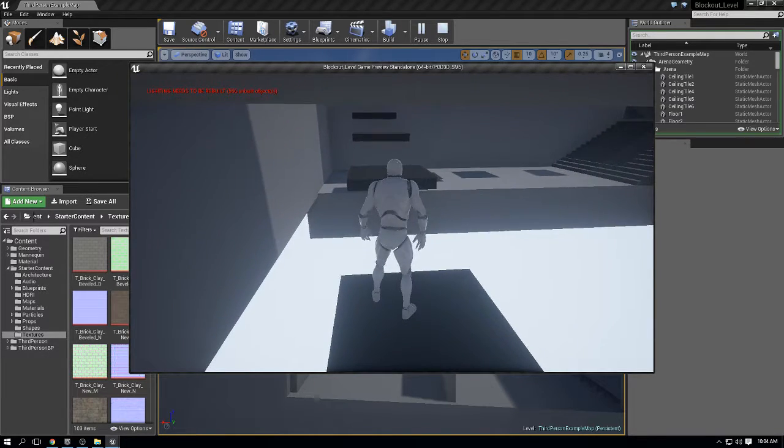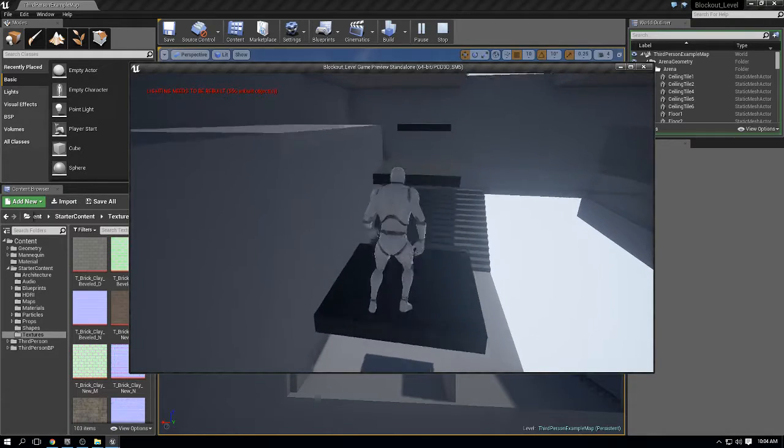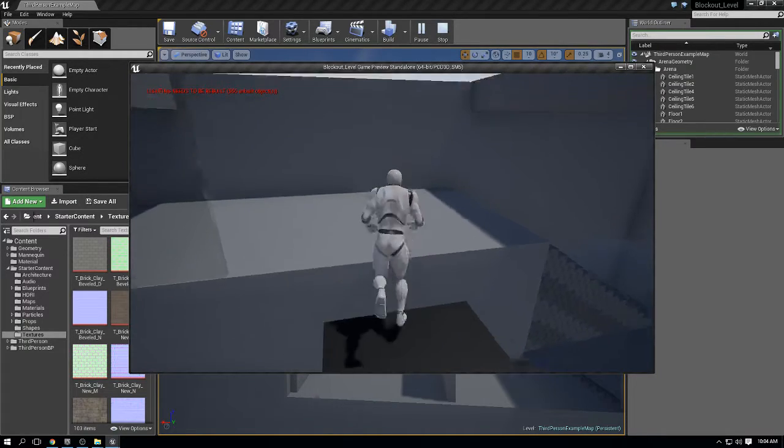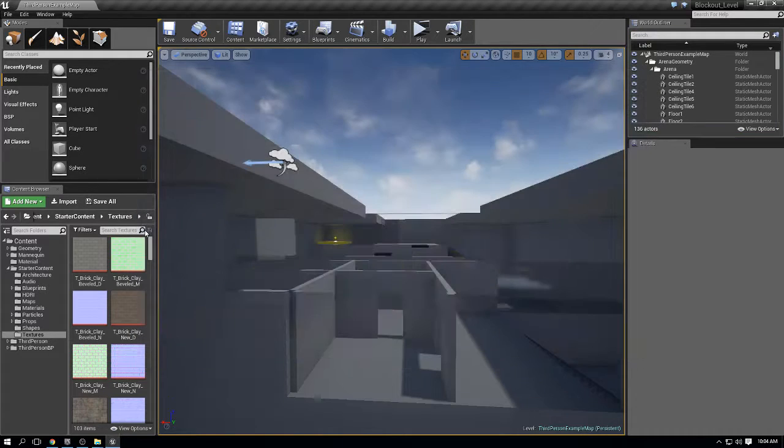And we're jumping platforms now. Whoop, whoop, whoop, whoop. And game over.